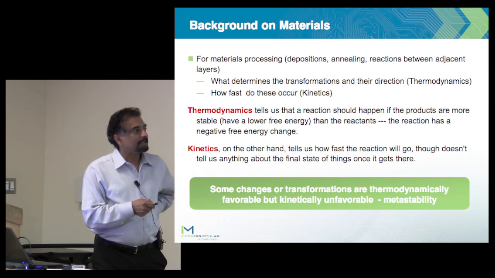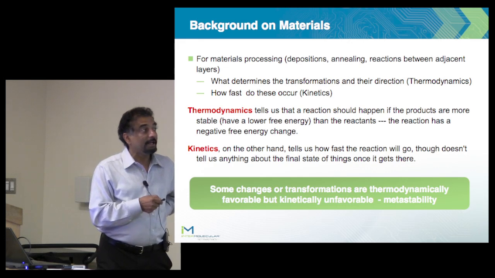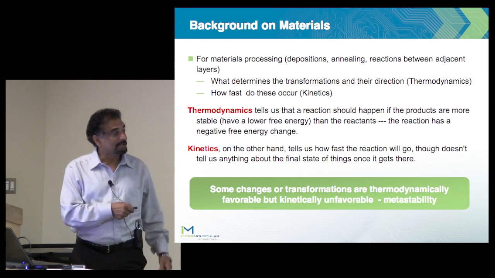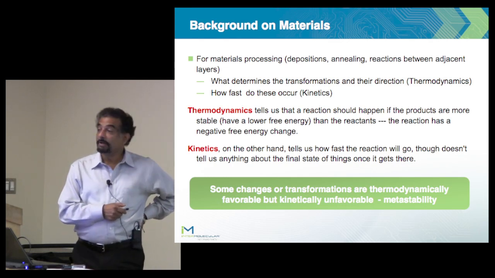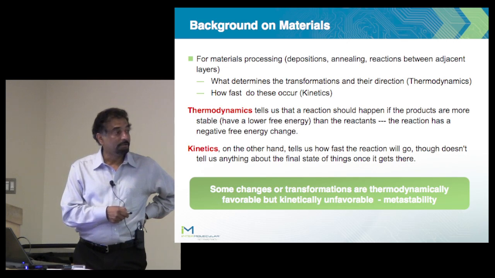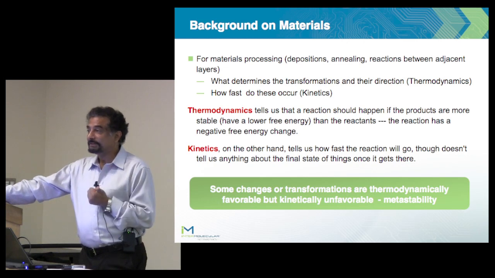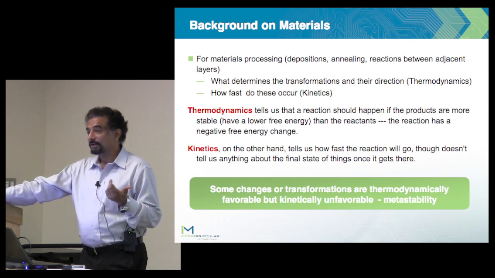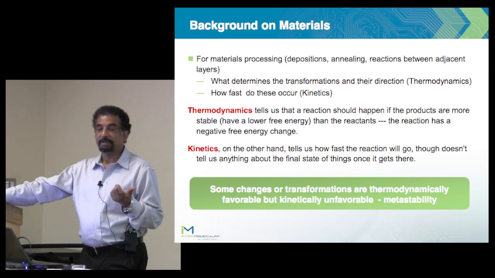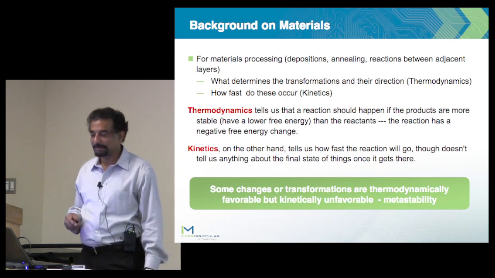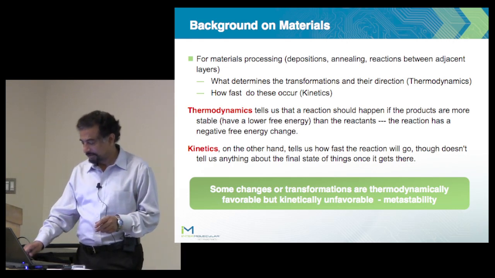The kinetics, on the other hand, tells us how fast the reaction will go, though it doesn't tell us anything about the final state once it gets there. So, again, thermodynamics and kinetics. As I said, some changes or transformations are thermodynamically favorable but kinetically unfavorable, so you could have metastability. You can think of it this way: thermodynamics says that something is possible or probable, and possible is defined in terms of happening in a finite time. So kinetics tells us whether it's finite.